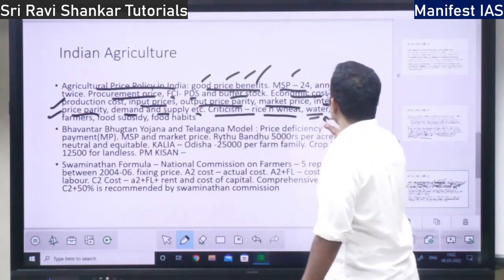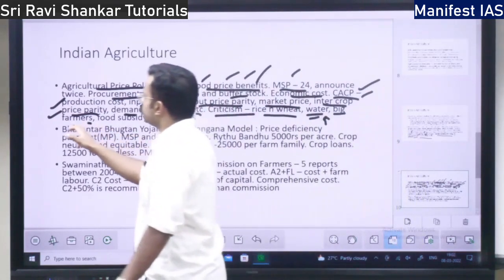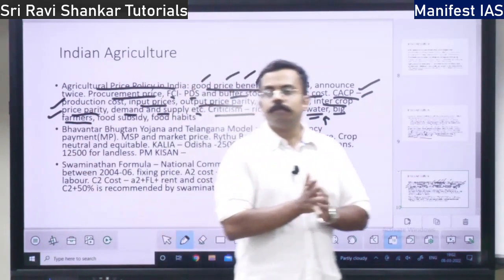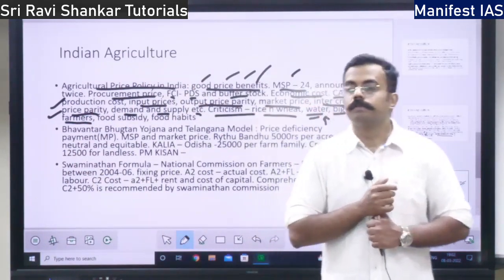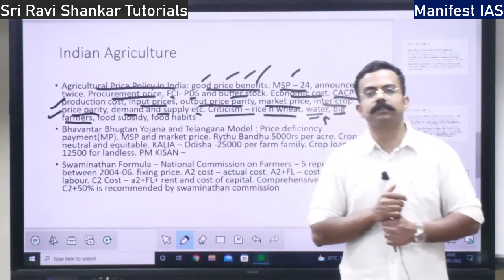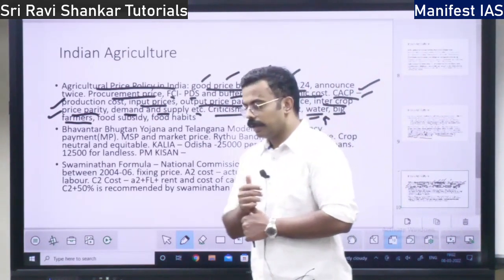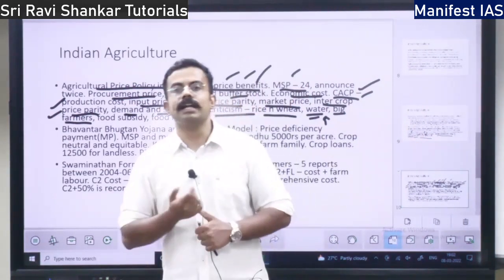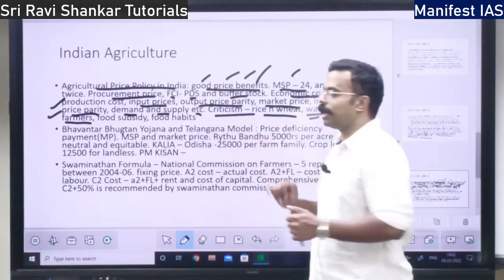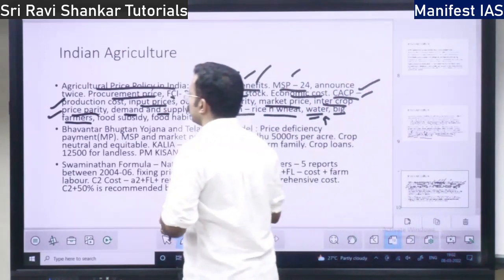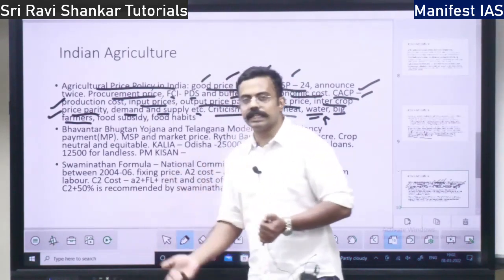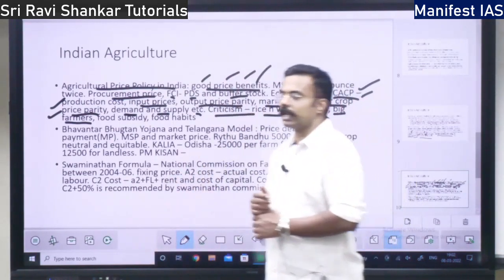Then you have big farmers. See, a lot of this MSP is cornered by big farmers. For example, your farm bill, why did Punjab and Haryana oppose it? Because they had benefited under MSP. All the benefits of MSP, these Punjab and Haryana farmers will take. That is why they opposed the abolition of MSP, though this government said we won't abolish the MSP.